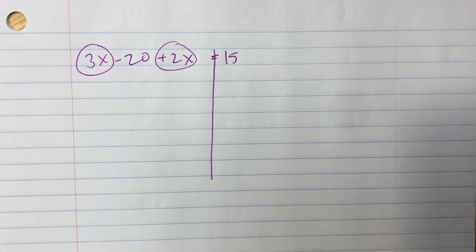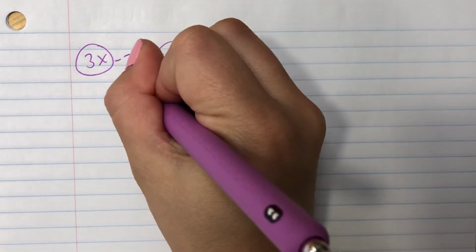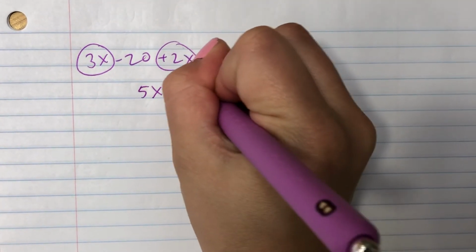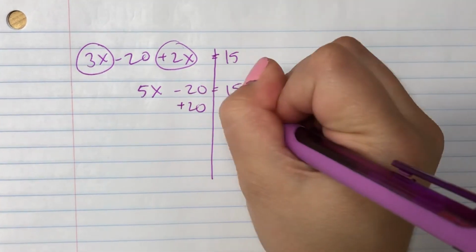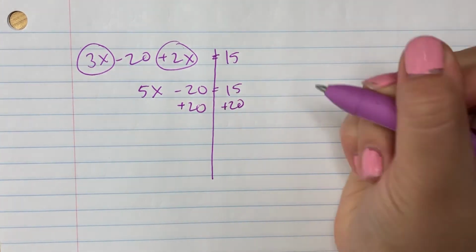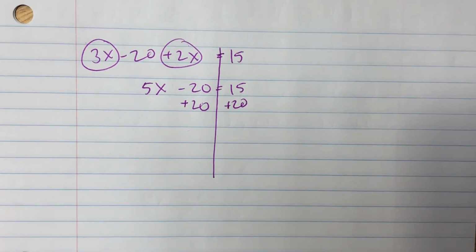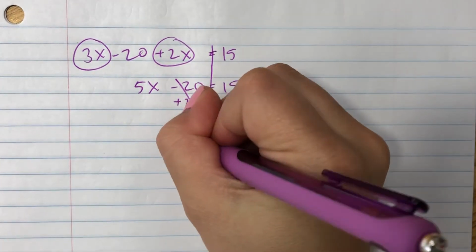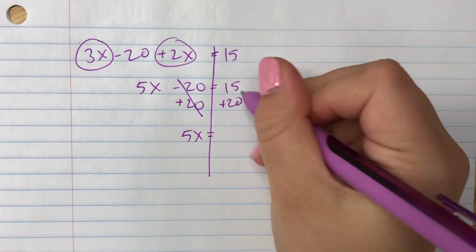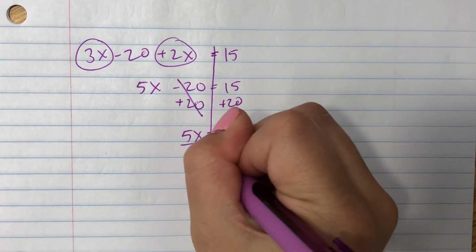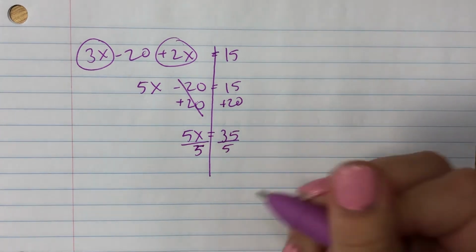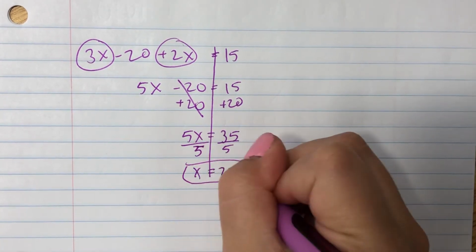They are like. I need to put them together because I need just one x and not a bunch of x's all over the place. So 3x and 2x makes 5x, and then I'm going to write this minus 20 equals 15. When I take away the 20, I'm going to add it to both sides. Make sure you're using your signs, addition, subtraction, stuff like that. You will get confused if you do not. We have 5x, and 15 plus 20 is 35. Divided by 5 on both sides, that is x equals 7.